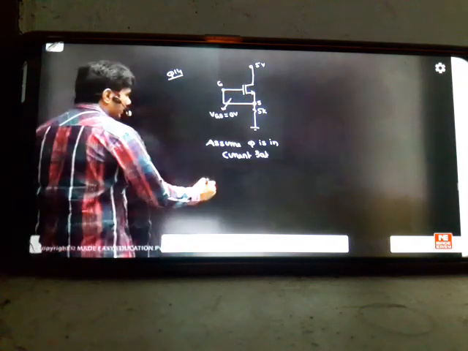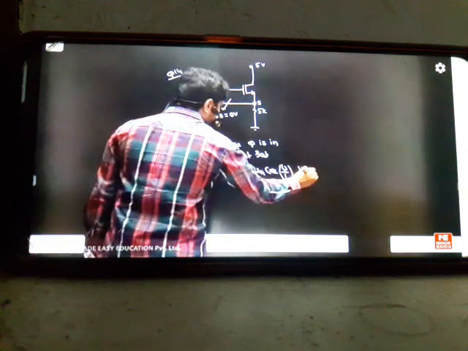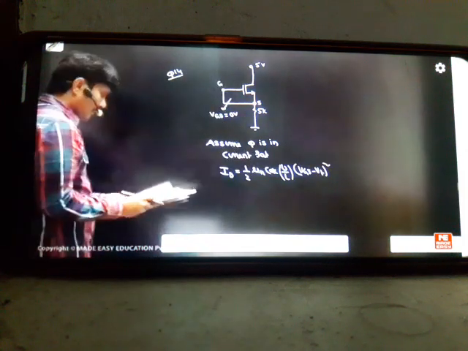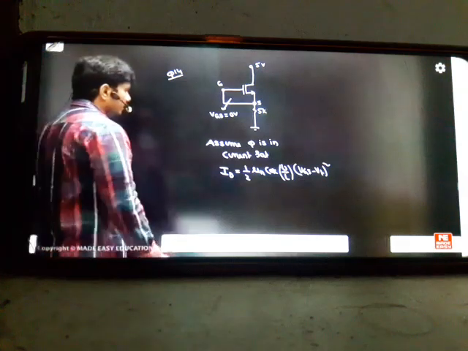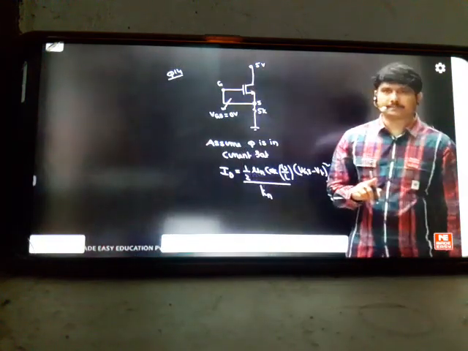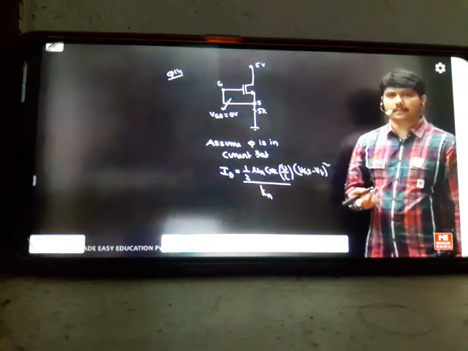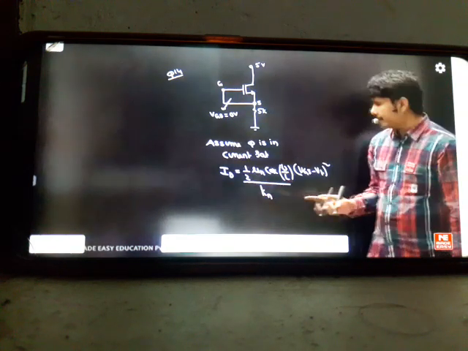So let us write the current equation: half into mu n Cox W by L into (VGS minus VT) whole square. I have taken this relation to find out the current. He has given some Kn in the problem. Yesterday in class I told you, whenever they are not defining Kn as mu n Cox W by L or half into mu n, the default is that this total value is Kn. In the exam, if they don't tell anything, we have to consider this total as Kn in the problem.